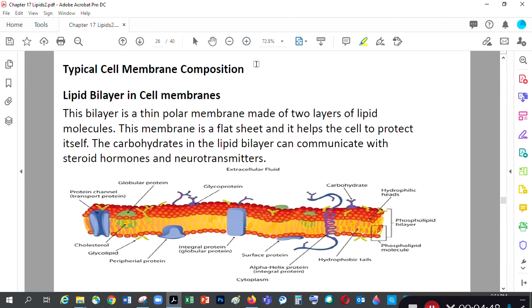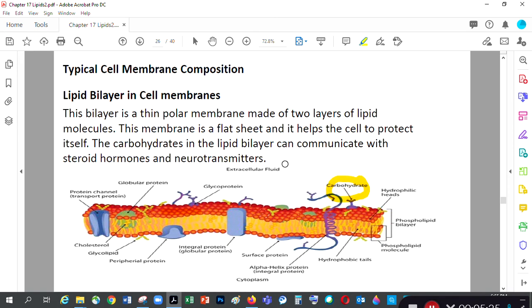Here is the typical cell membrane composition. It is a lipid bilayer, correct? And this bilayer is a thin polar membrane, with the top being polar, correct, and in between those straight lines it is nonpolar. Of the two layers of the lipid, the membrane is a flat sheet and it helps the cell to protect itself. The carbohydrates are in the lipid bilayer, and you can see the carbohydrate here, for example.